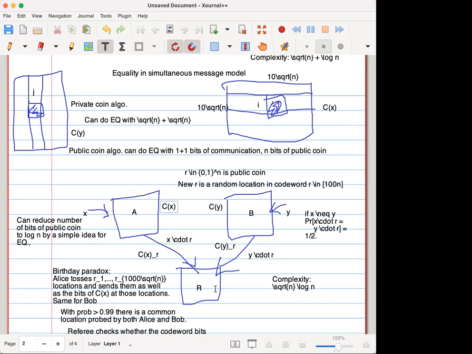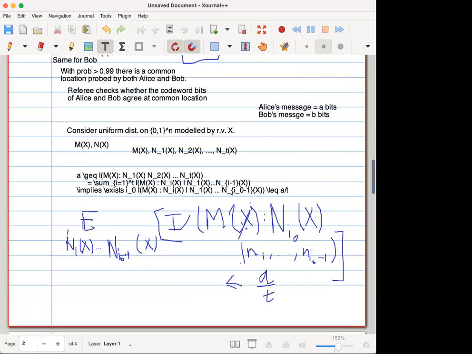Or in other words, with probability 0.99, this protocol fails. So what is the worst case failure probability? If X is equal to Y, failure probability is 0. If X is not equal to Y, the failure probability is 0.99. But there is no cause for worry, right?